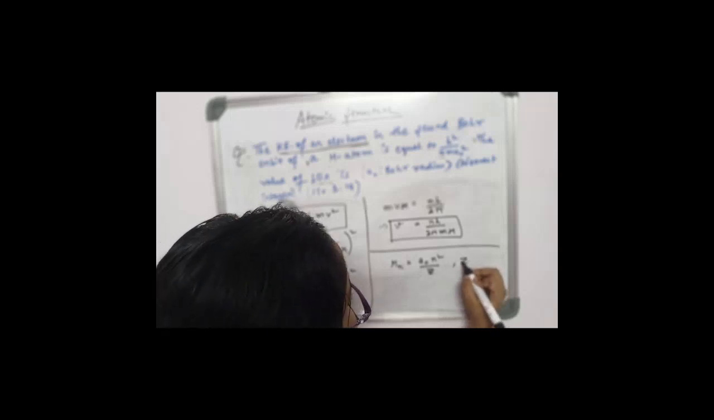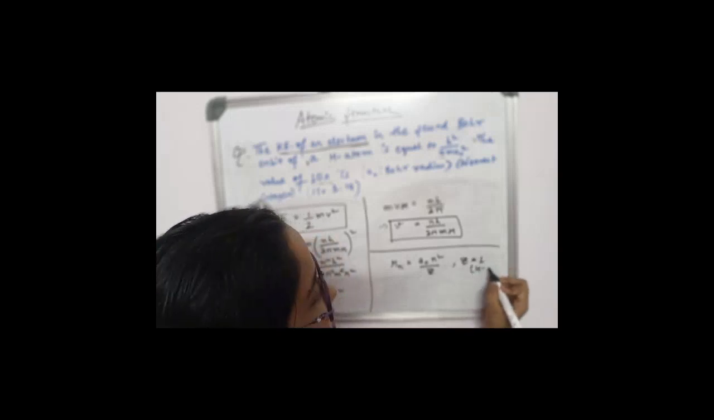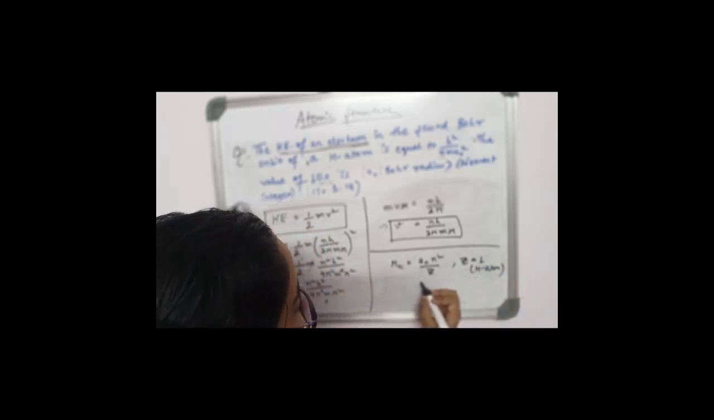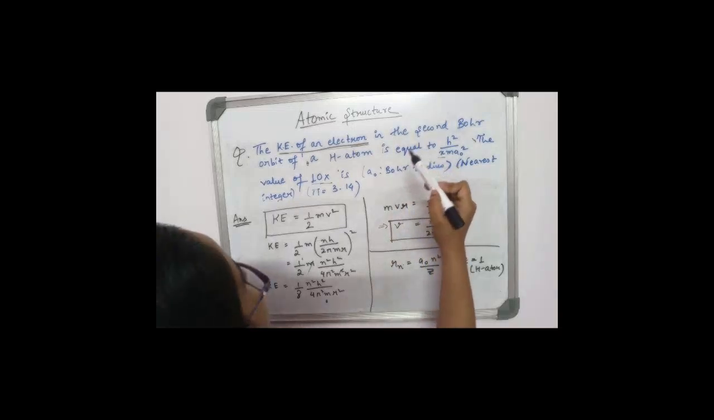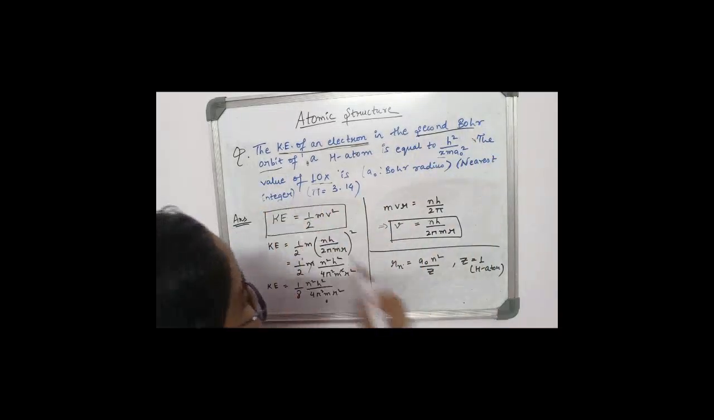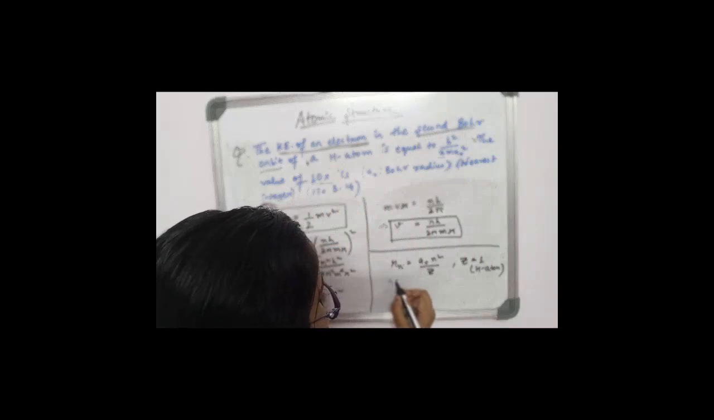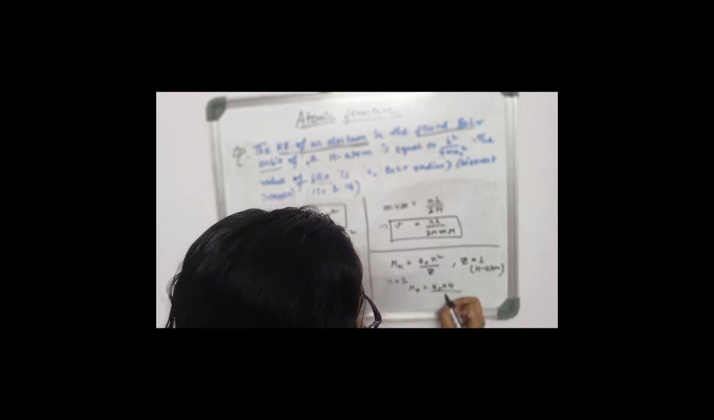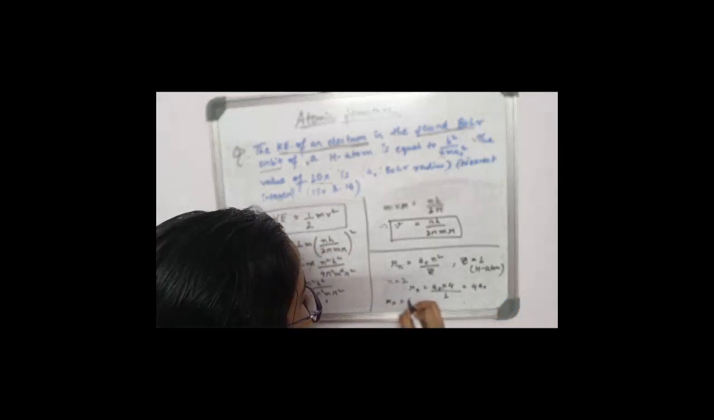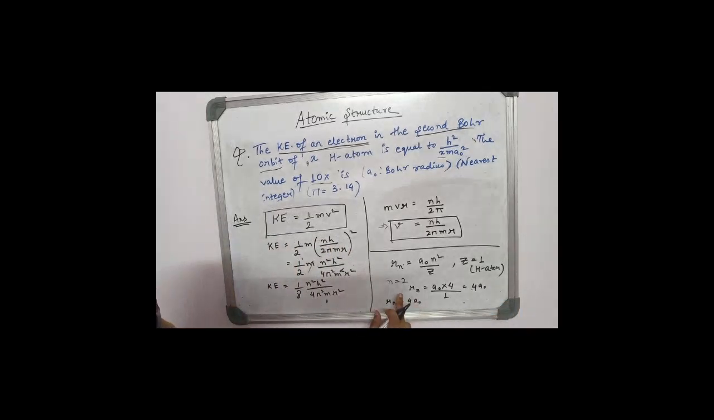Now from Bohr's theory, we already know another equation, which is rn equal to a0 n square by z. In this case, Z is equal to 1 since this is a hydrogen atom. And here we have been asked to find out for the second Bohr orbit, so that means n is equal to 2. So rn is equal to a0 into 2 square by 1, which is 4 a0. So rn is equal to 4 a0. We put this value of r into this equation of kinetic energy.